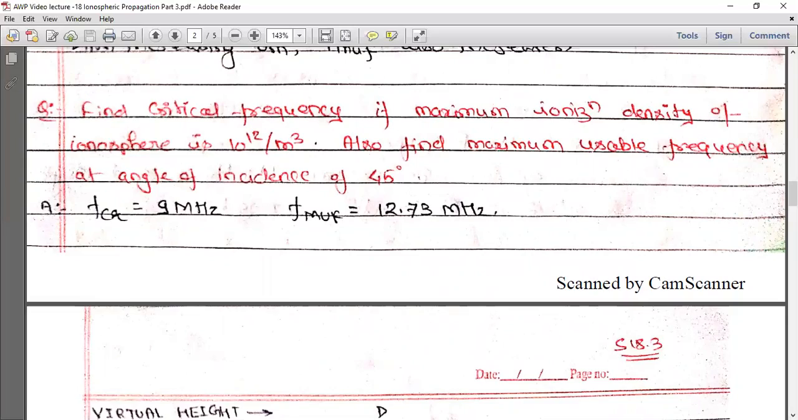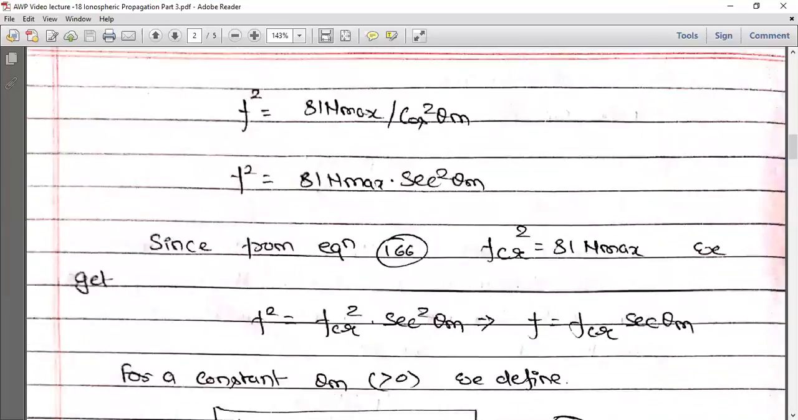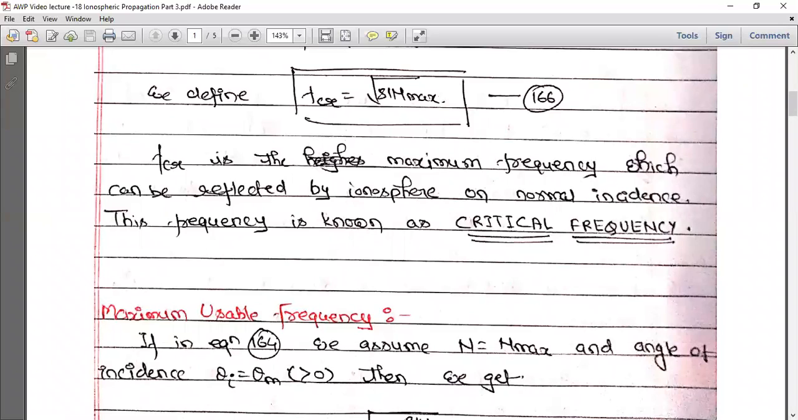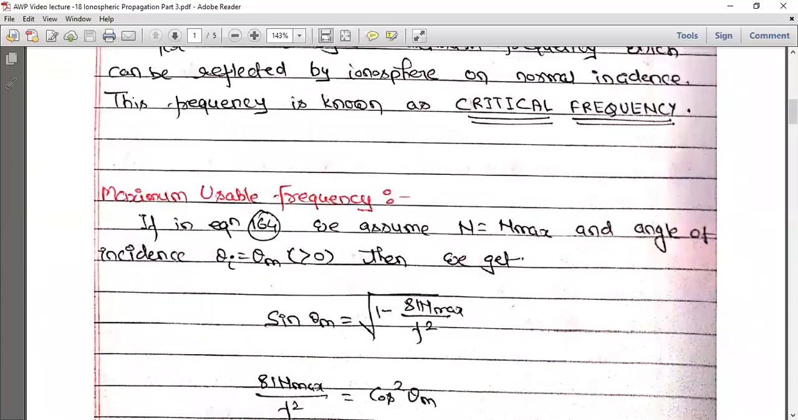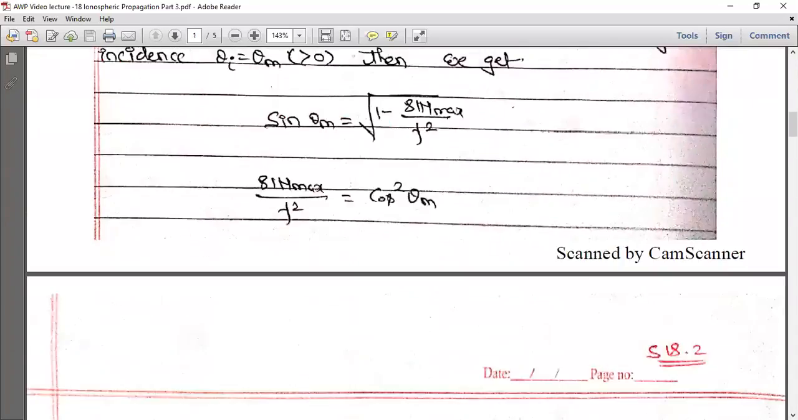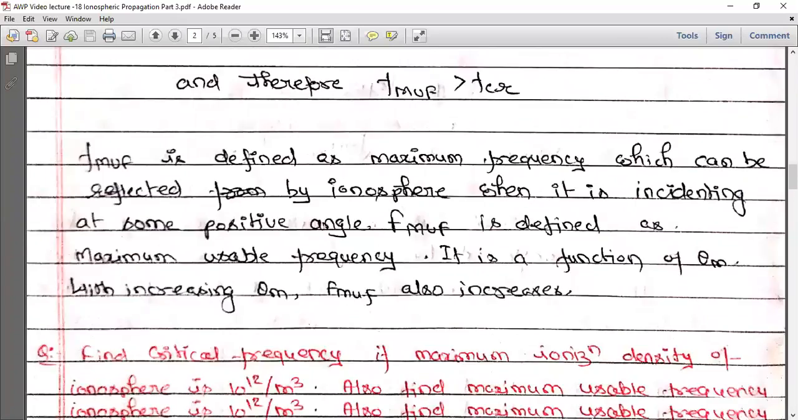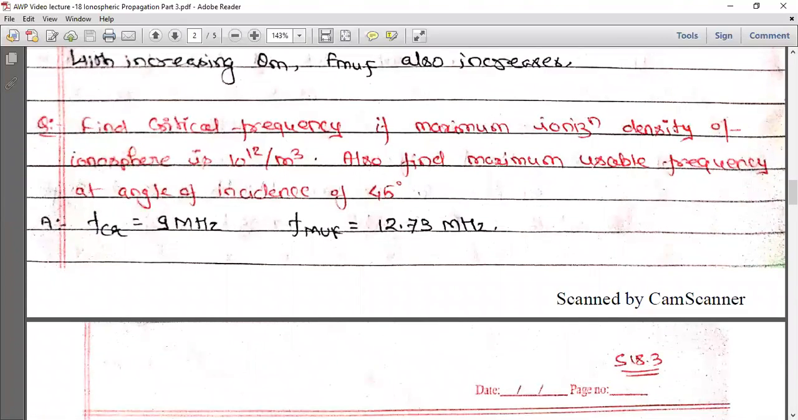How do you find the same? We know that the critical frequency is given by equation number 166. The critical frequency is the square root of 81 times N max. You substitute the value of N max in the expression, and you can very well find that the critical frequency is 9 megahertz.